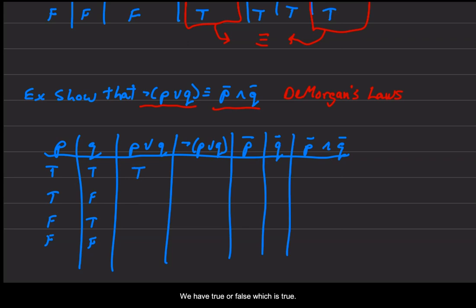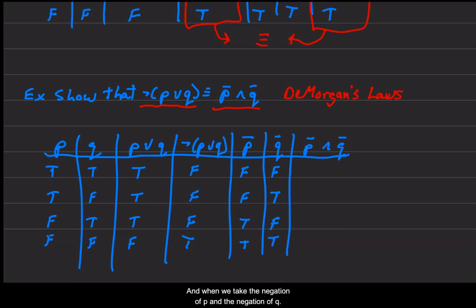We have true or false, which is true. False or true is true. False or false is false. The negation of that becomes false, false, false, true. The negation of P is false, false, true, true. Negation of Q is false, true, false, true.